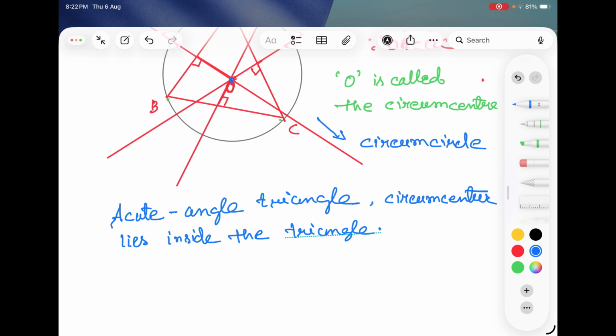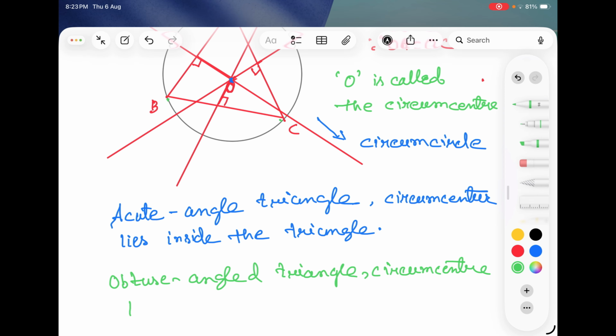And in an obtuse angle triangle, the circumcenter lies outside the triangle.